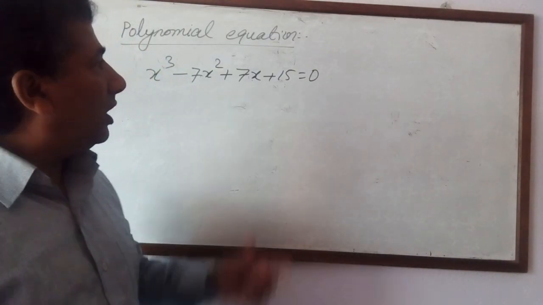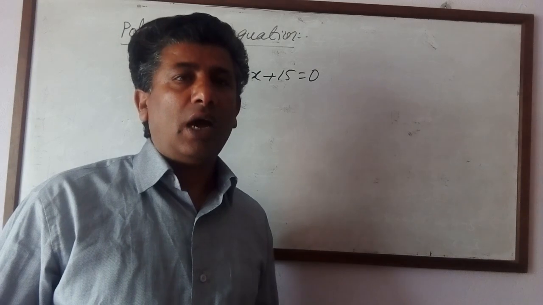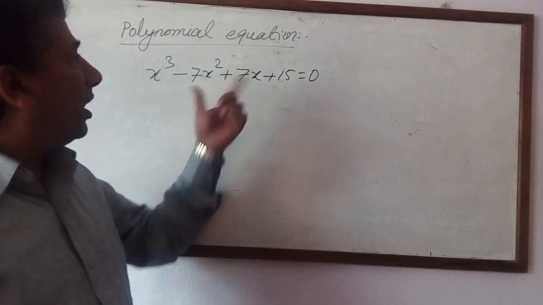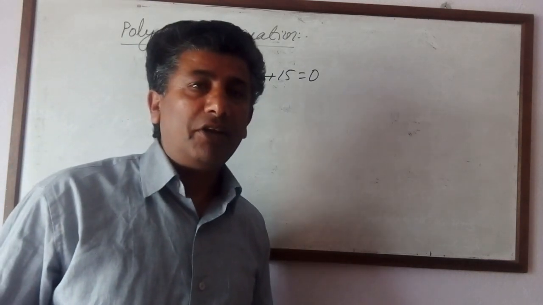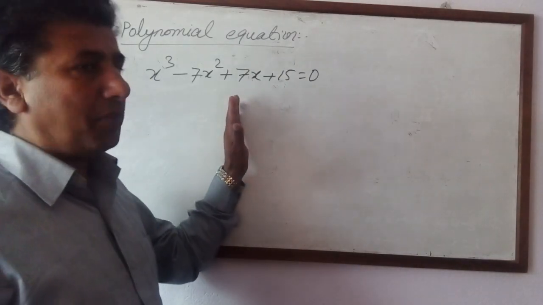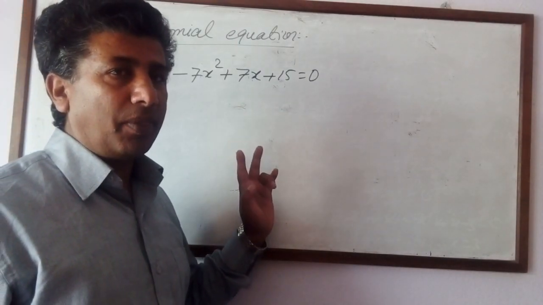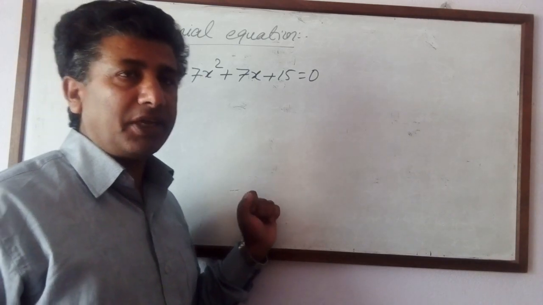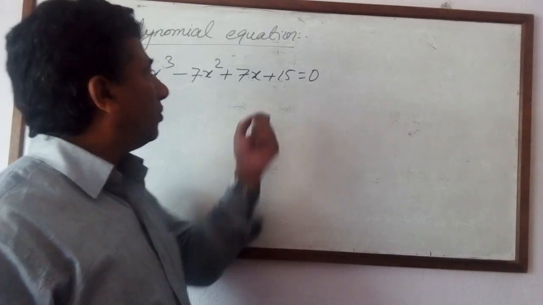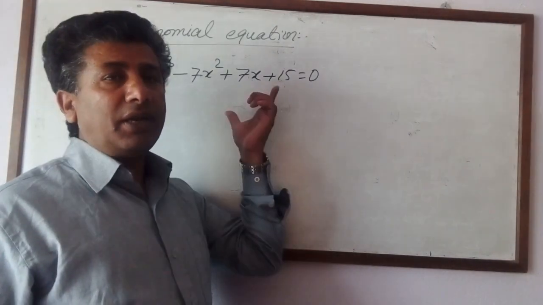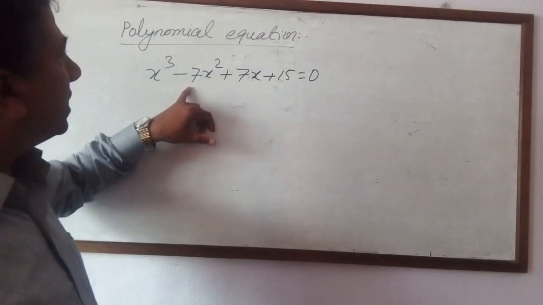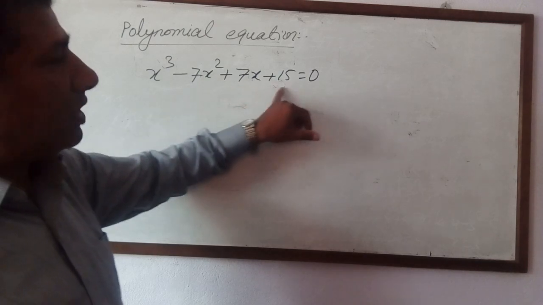Now, in my previous video I already completed the remainder theorem and factor theorem. Now we have to solve this one by using the remainder theorem, factor theorem, synthetic division and division algorithm. By using these four, we have to solve this. Today, I have taken one example: x cube minus 7x square plus 7x plus 15 equals 0.